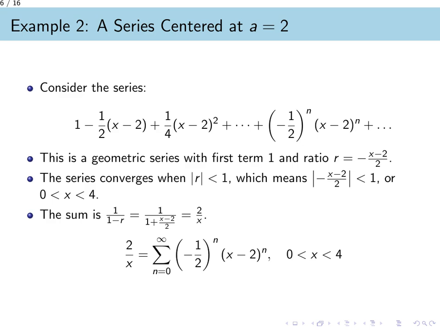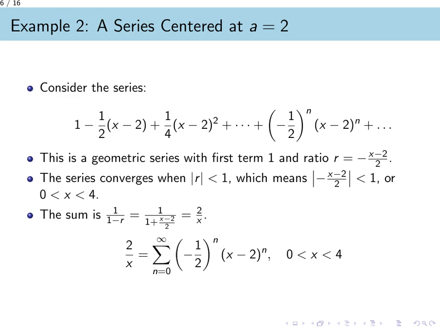We can recognize this as a geometric series where the first term is 1 and the common ratio, r, is -1/2 times the quantity x minus 2. For any geometric series, convergence requires the absolute value of the ratio r to be less than 1. Applying this condition, we set the absolute value of -1/2 times the quantity x minus 2 to be less than 1. Solving this inequality reveals that the series converges when x is on the open interval from 0 to 4.